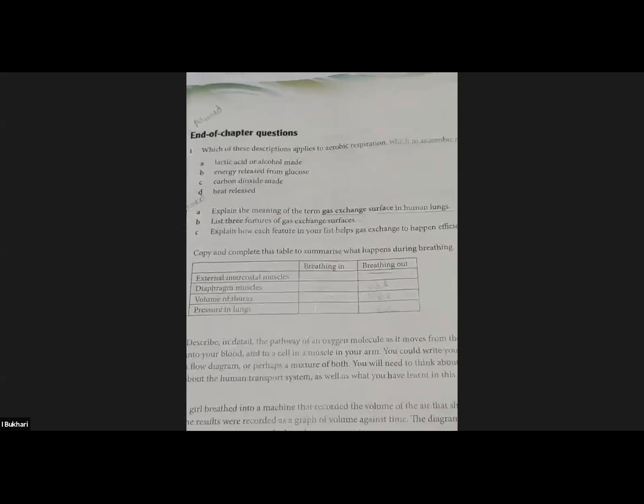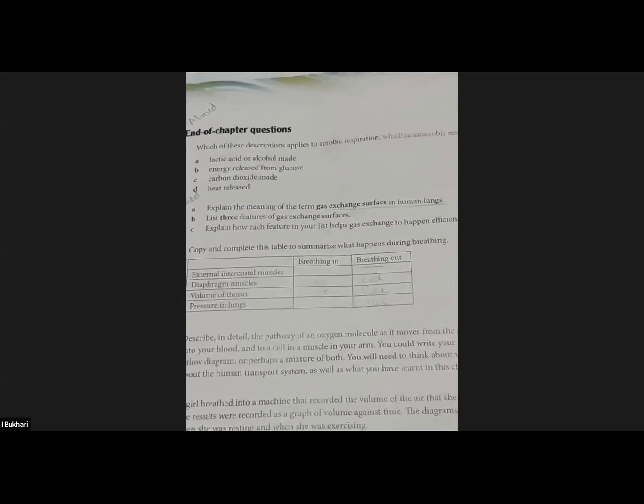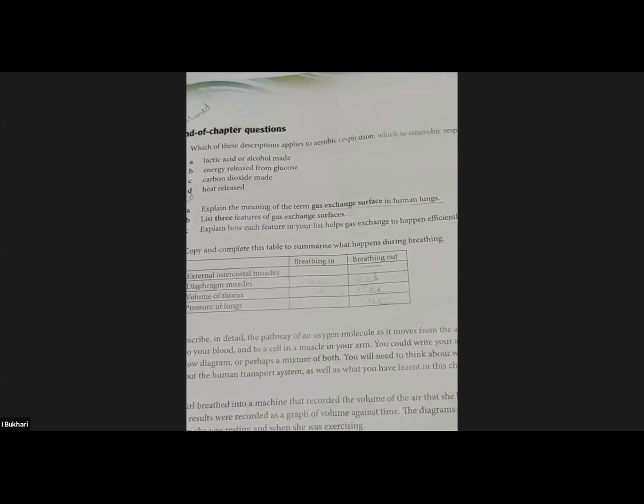Okay, let's move on to question number 2. Explain the meaning of the term gas exchange surface in human lungs. The walls of the alveoli and the blood capillaries are the gas exchange surfaces where the respiratory gases are exchanged between the blood and the air. Yes, okay. You're correct.